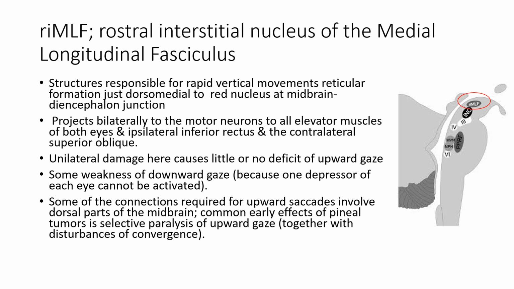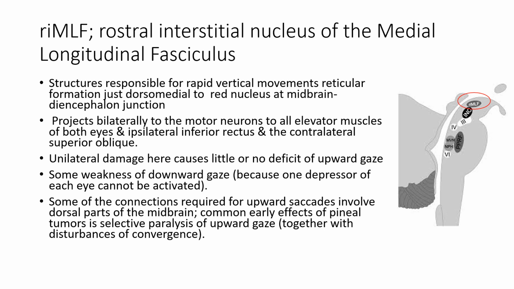Hence, unilateral damage here causes little or no deficit of upward gaze because the other side can compensate. But there is some weakness of downward gaze because one depressor of each eye cannot be activated. However, some of the connections required for upward saccades apparently involve more dorsal parts of the midbrain as well, because one of the common early effects of pineal tumors, so tumors of the pineal gland, is selective paralysis of upward gaze, together with disturbances of convergence.